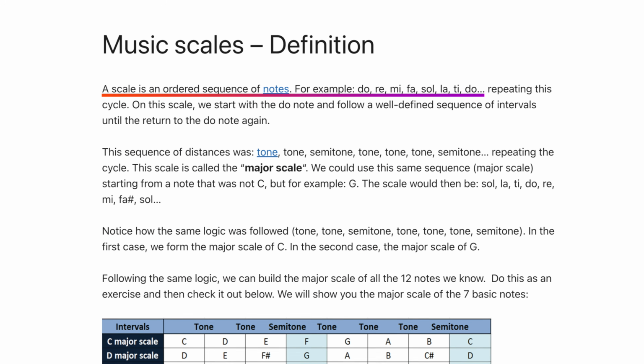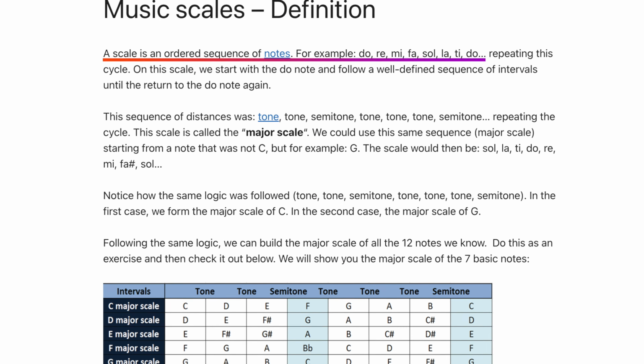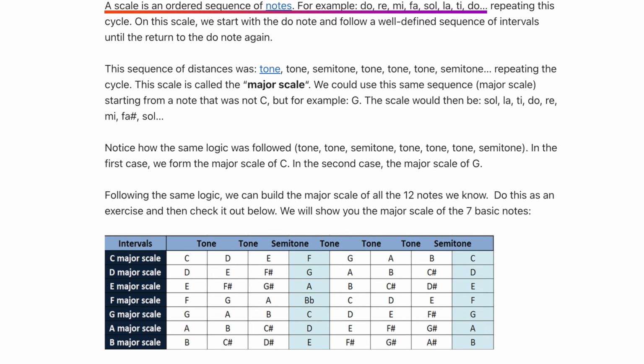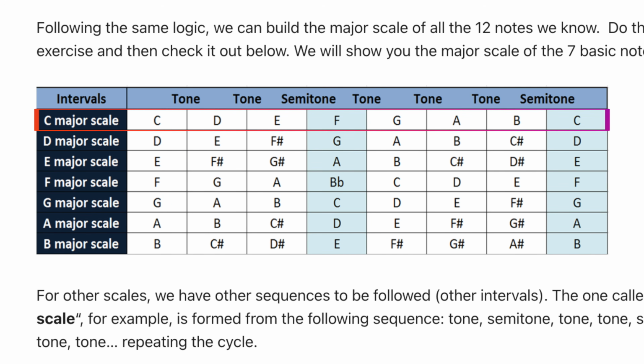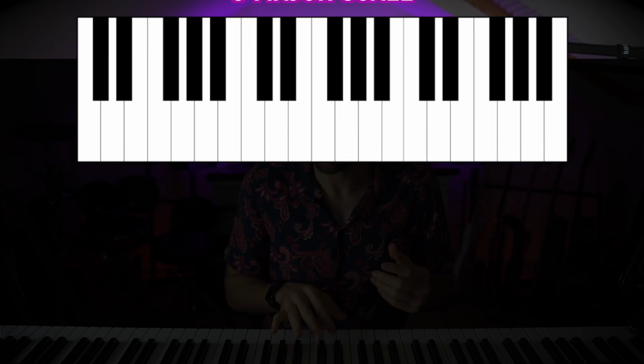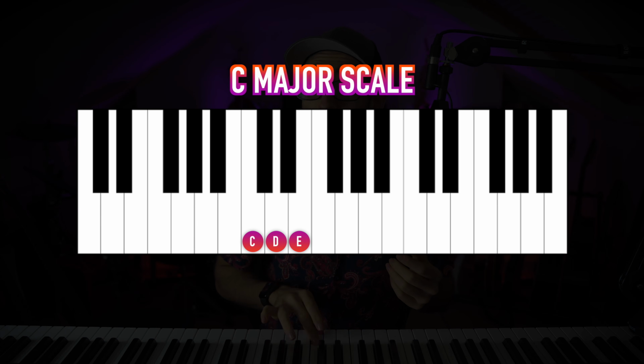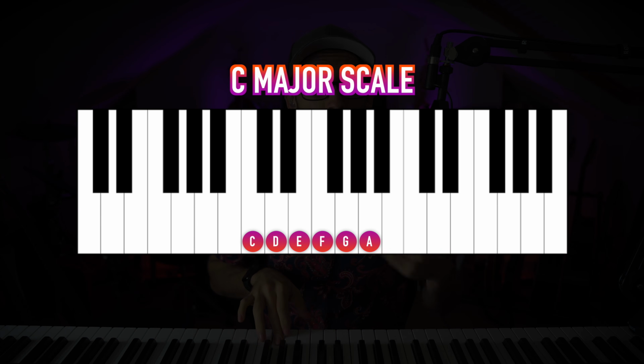And the easiest scale to learn, and the one that most people start with when they are learning the piano, is the scale of C major. This is because this is the scale that only uses the white notes. It only uses the normal letters. So the scale of C major is the notes C, D, E, F, G, A, and B.